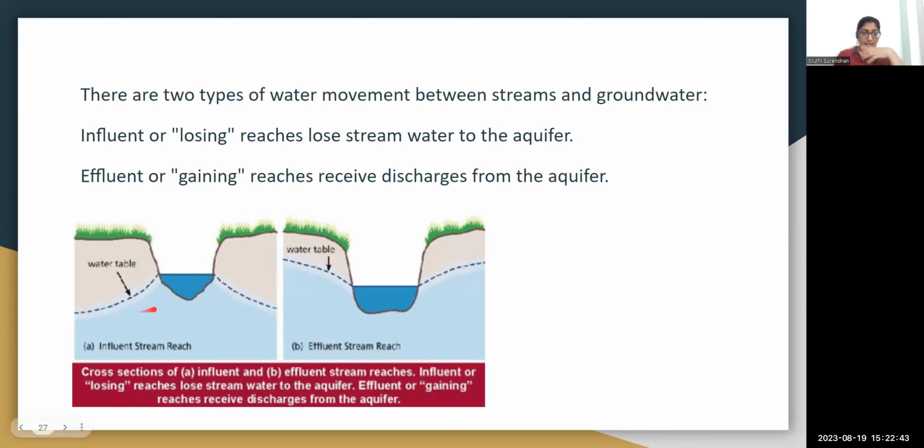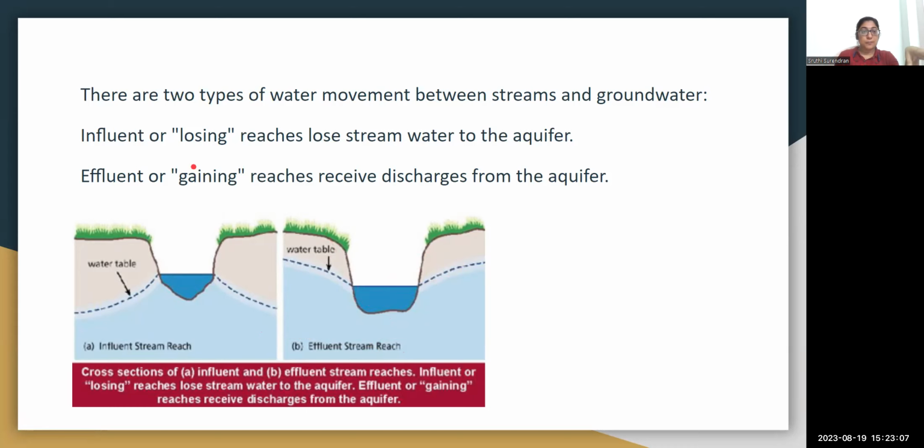So the kind of stream where the streams are augmenting the aquifer with water is called influent stream. That is, groundwater is getting water. So it is stream to groundwater and it is called influent stream. And the kind of system, the movement where the groundwater is providing water to the stream is called effluent stream.